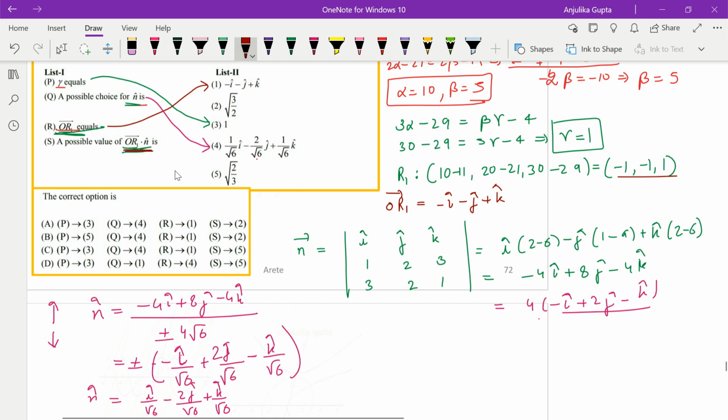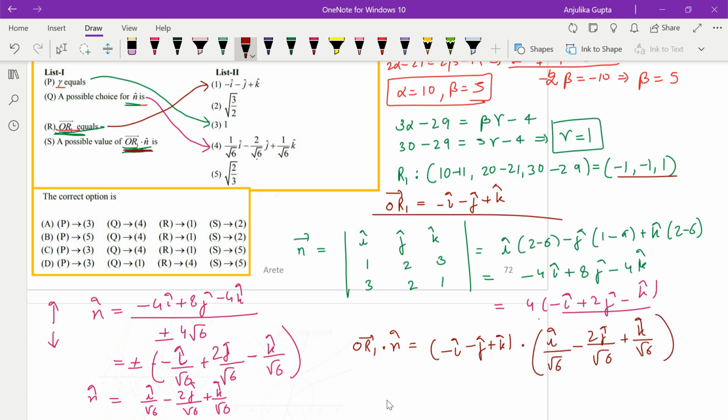Now the last one. What is OR1 vector dot n unit vector? Very simple, because OR1 you just got, it is this vector from here, and you want to take a dot with n hat. So you do component-wise multiplication, as a dot product. You get minus 1 over root 6 plus 2 over root 6 and plus 1 over root 6. So your answer should be 2 over root 6, but we'll see that it is a simplified version, so let's break this down like this. You get root 2 upon 3, that should be this. Where is it? Yeah, here, this.